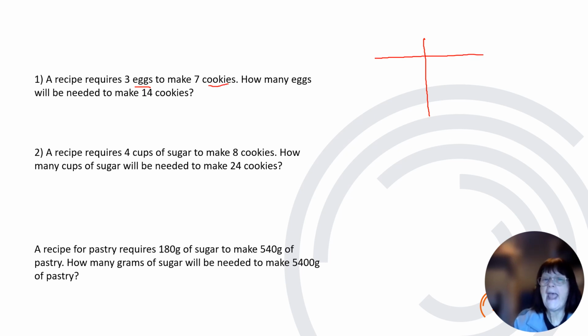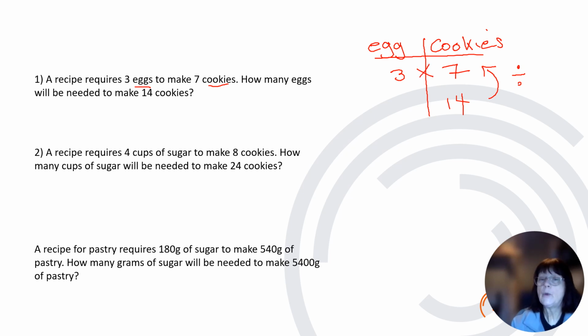So we're talking about eggs to cookies, and what we know is that 3 eggs will make 7 cookies. We want to make 14 cookies, so what I need you to be able to do is divide by the number above and then multiply across. So 14 divided by 7 is 2, 2 times 3 is 6. So there would be 6 eggs. Now I know this is very easy stuff, but when it gets to more difficult numbers, if you've got this in your arsenal, then it really will help.